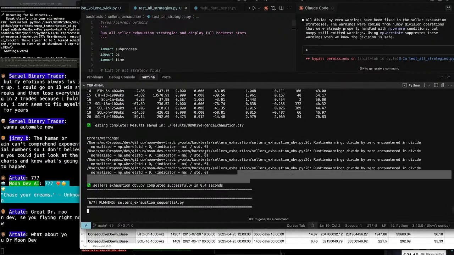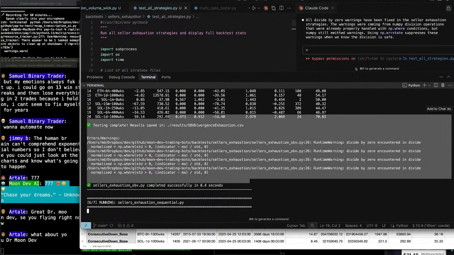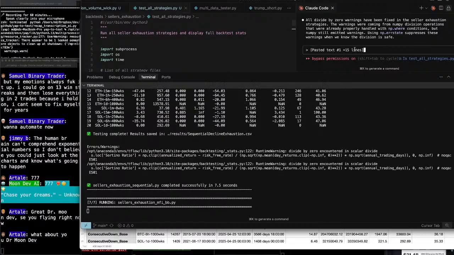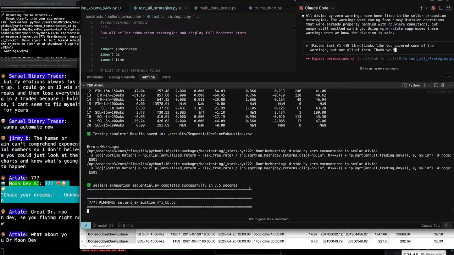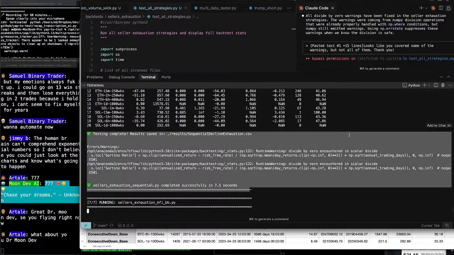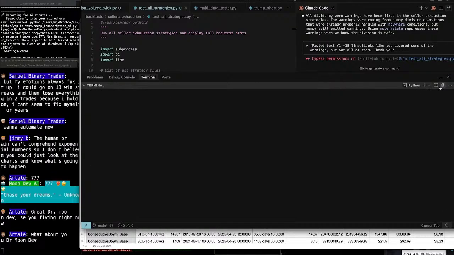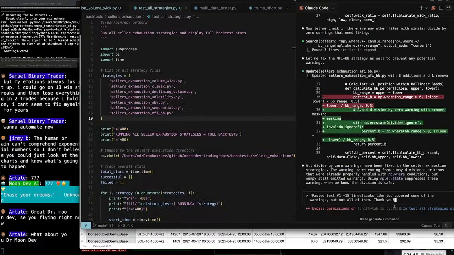Hey, there's a couple more warnings there. Looks like you covered some of the warnings, but not all of them. I'm not looking at the data yet until I know this is exciting data, dude. I get it. I get it. But I want this to look good.